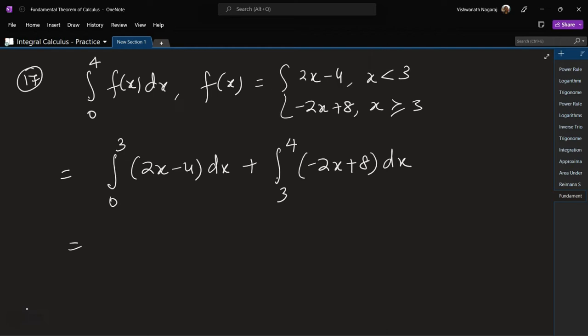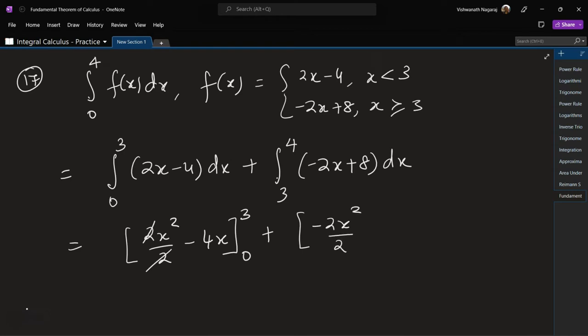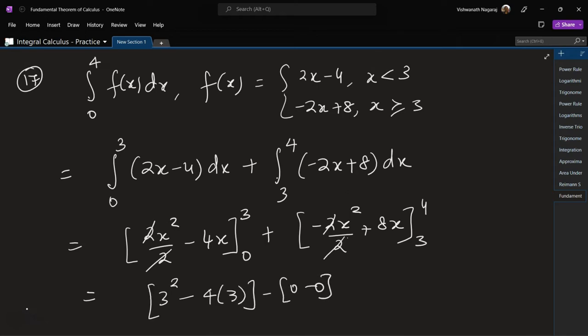Now once we have done that, it's pretty straightforward now. 2x square by 2, so 2 cancels, minus 4x from 0 to 3, plus minus 2x square by 2 plus 8x. So 2 and 2 cancel, from 3 to 4. So this gives us x square, which will be 3 square minus 4 times 3 minus 0 minus 0.